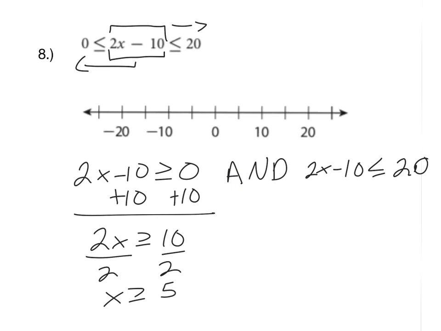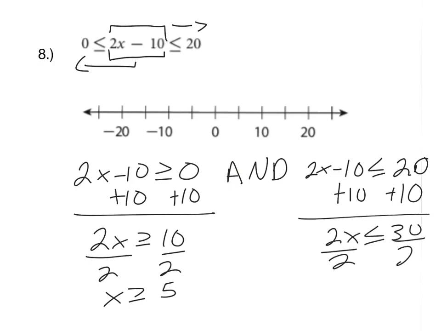Okay. On the right-hand side, we add 10 on both sides, and we get 2x is less than or equal to 30. We divide by 2 on both sides. We get x is less than or equal to 15.